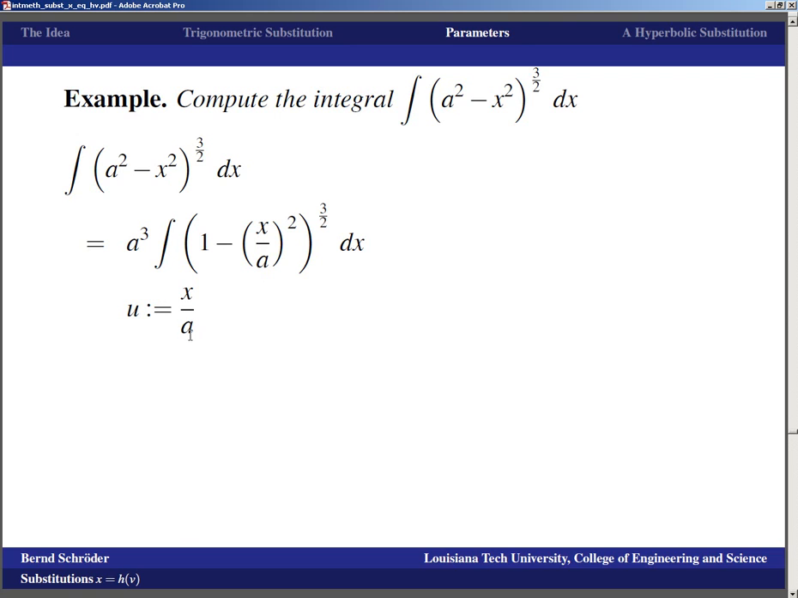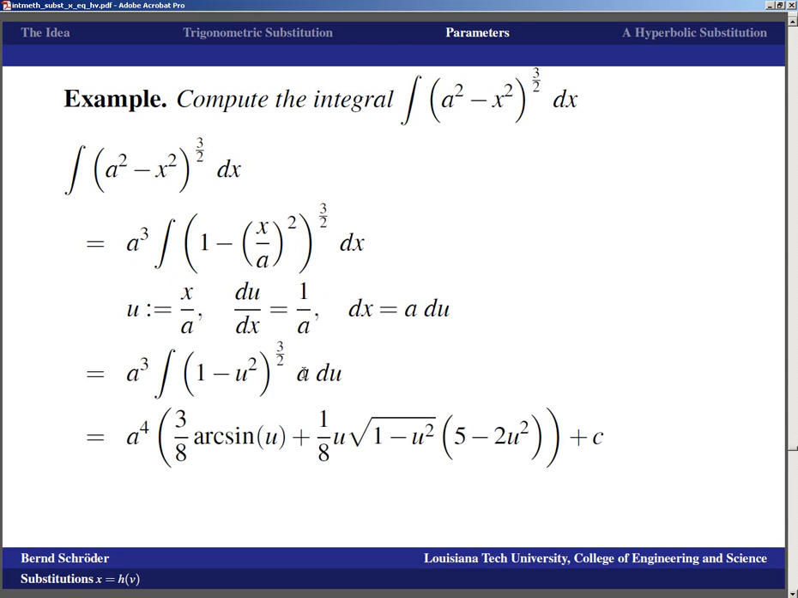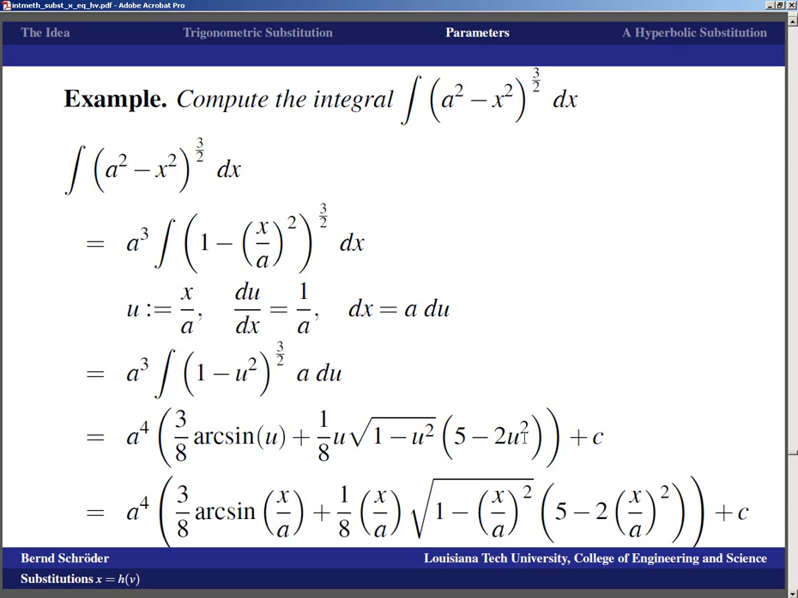So u set equal to x over a, that means that du dx is 1 over a, and that means, after bringing everything over, that dx is a times du. And so that means that our integral is just a cubed integral of 1 minus u squared to the 3/2 times a, which is a to the 4th times the integral that we had just computed, which was 3/8 arcsine u plus 1/8 u square root 1 minus u squared times 5 minus 2u squared plus c.